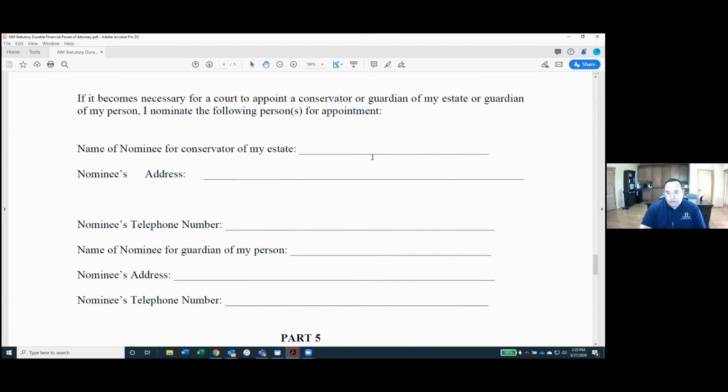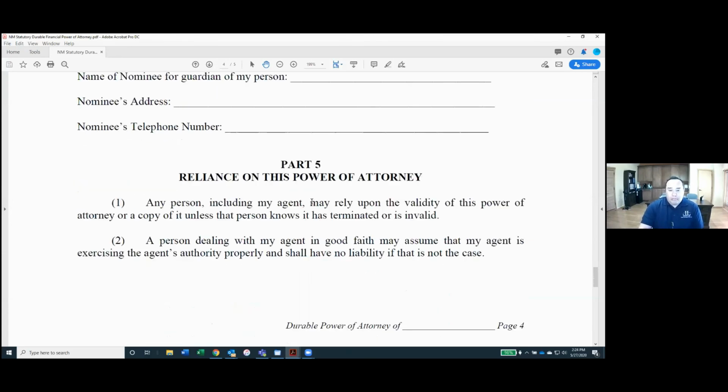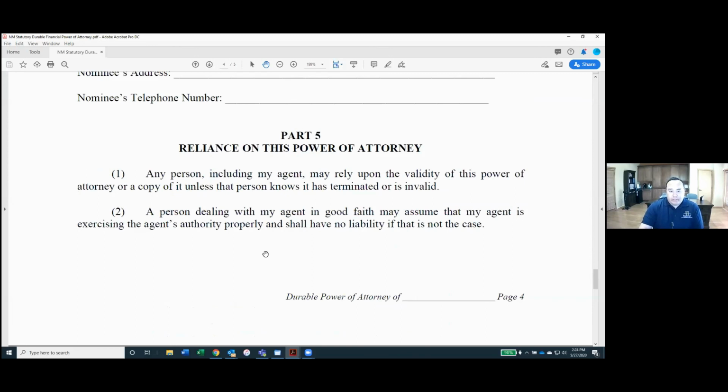You can do this for both a conservator, and a conservator is somebody who would have the authority to act on your behalf regarding business affairs, legal affairs, assets, buying, selling, and that sort of thing. Whereas a guardian of your person is somebody who would be responsible for taking care of you, making sure your needs are met, and that sort of thing. So this is where you would nominate either your conservator or guardian or both, and the court generally, unless there's some good reason not to, is going to honor your nomination here if a conservator or guardian needs to be appointed. And then moving on to part 5, reliance on this power of attorney.